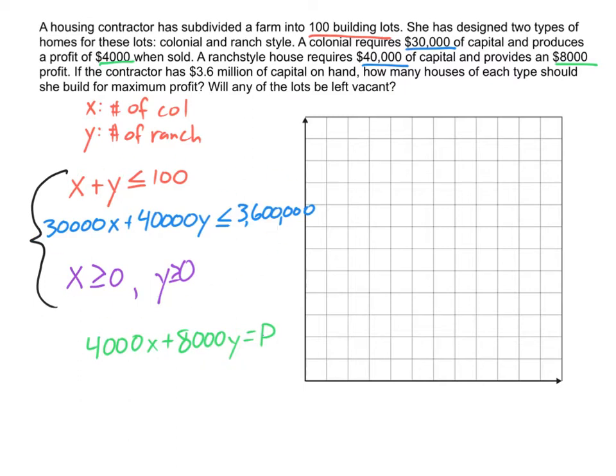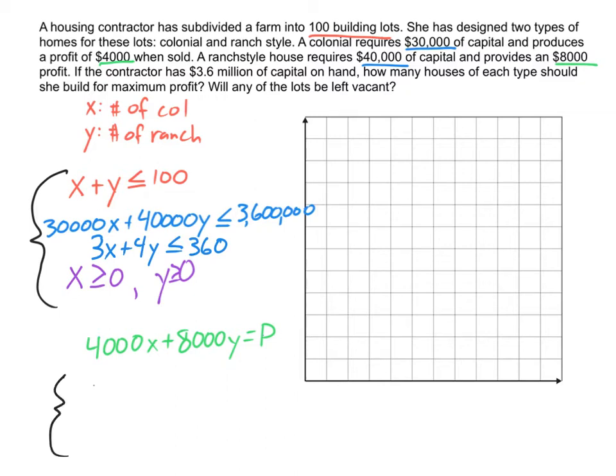Now, if I divide 30,000, 40,000, and 3.6 million by 10,000 each, I end up getting, now bear with me, 3x plus 4y less than or equal to 360. Now, if I solve for all of these, I'm going to have my new system down here that's solved for.